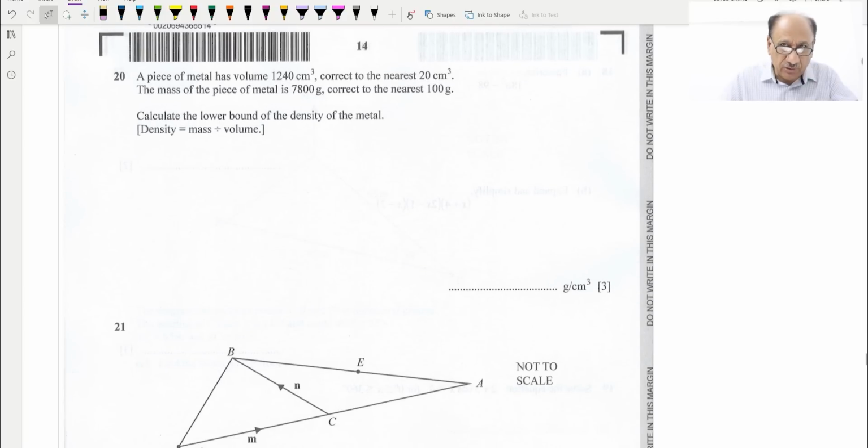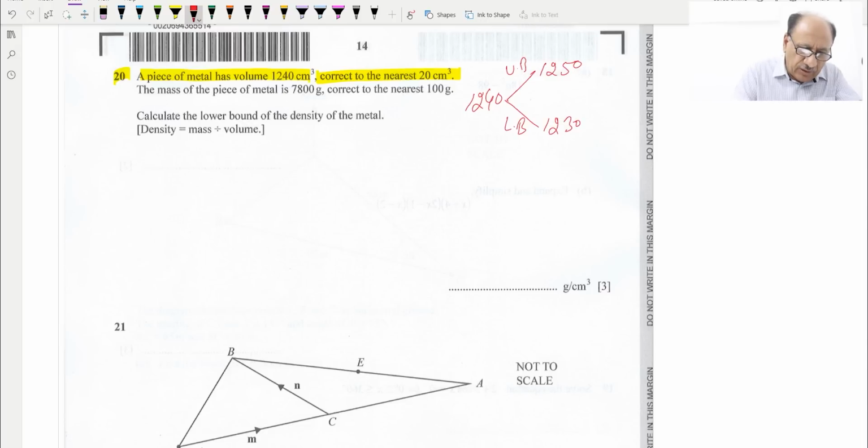Now it's question number 20, and question number 20 is a lower bound upper bound question. A piece of metal has a volume of this one, correct to the nearest 20 centimeters. So we will write this volume, 1240, and mention upper bound and lower bound. Nearest 20, so half of 20 will be 10, so we'll be adding 10 and subtracting 10, plus minus 10, so it will be 1250 and 1230.